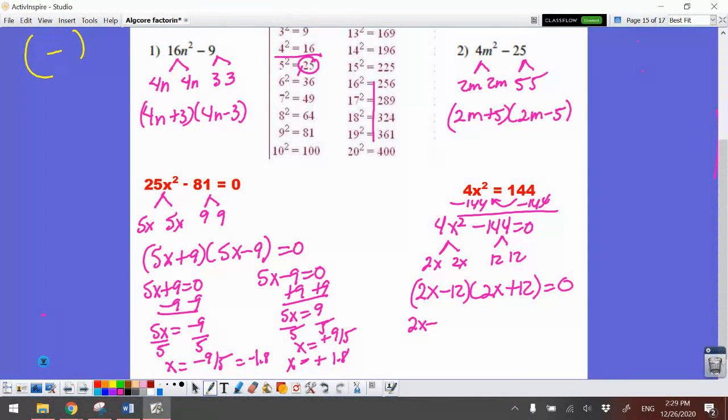And I have 2x minus 12 equals 0. 2x plus 12 equals 0. So 2x is going to equal a negative 12. Dividing by 2, x is going to equal a negative 6. And yeah, this one's going to equal a positive 6, because I have to move the 12 and it's going to become a positive. So positive and negative 6. Anytime we have difference of squares, one of them is going to be positive, one of them is going to be negative. It's going to be the same number.